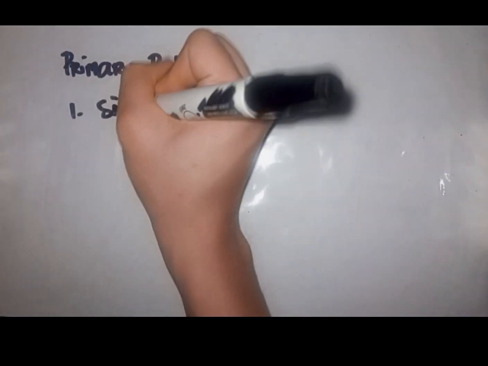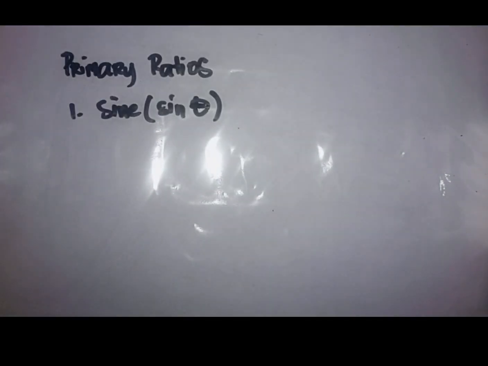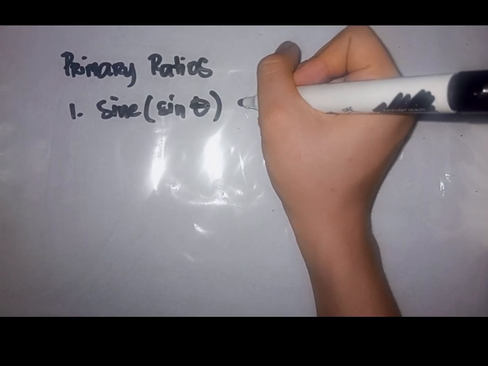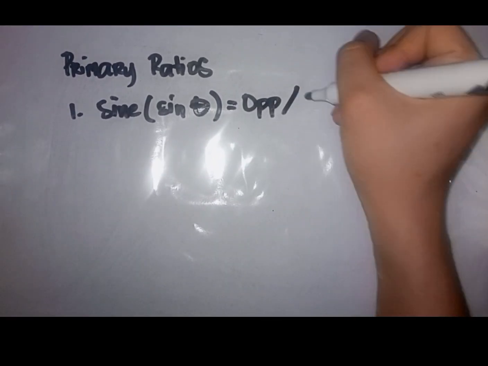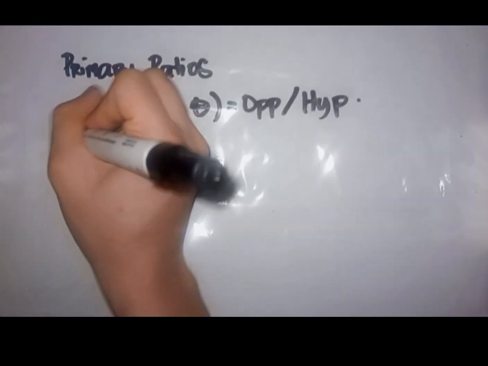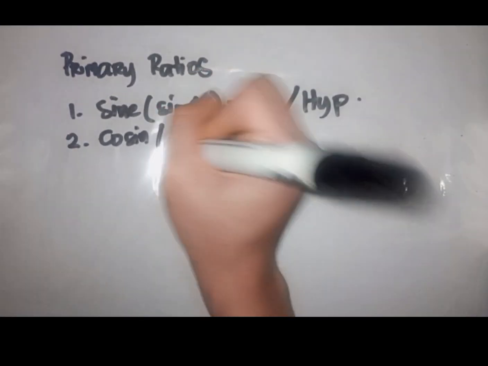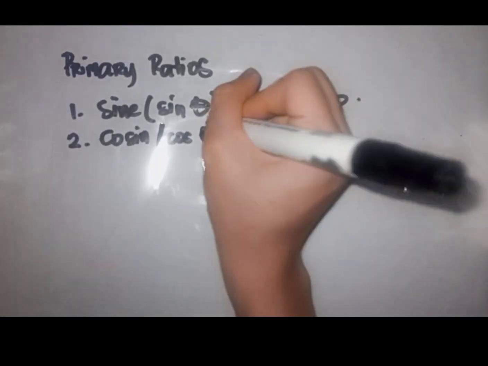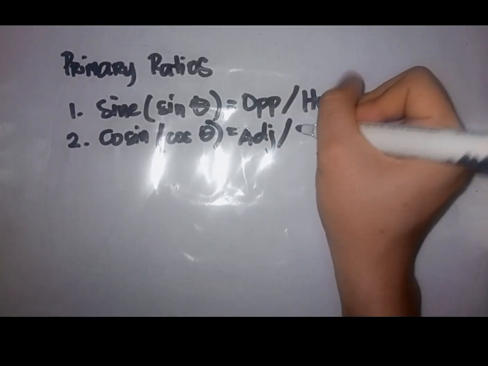Okay, first is the sine, or sine theta, is equal to opposite over hypotenuse. Okay, next is cosine, or cosine theta, is equal to adjacent over hypotenuse.